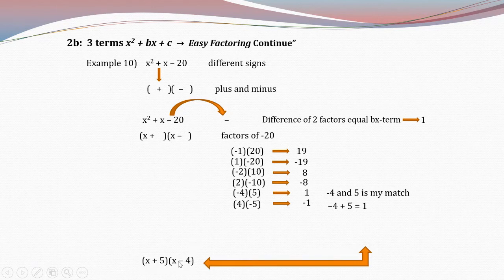So then this is my factor form. X plus 5 and x minus 4. Because the 5 is positive and the 4 is negative.